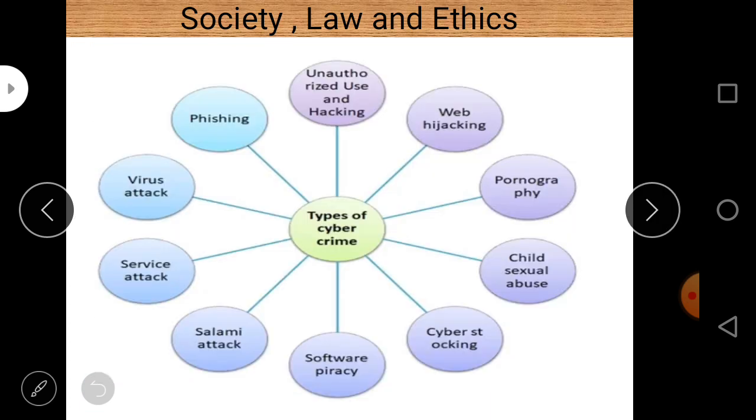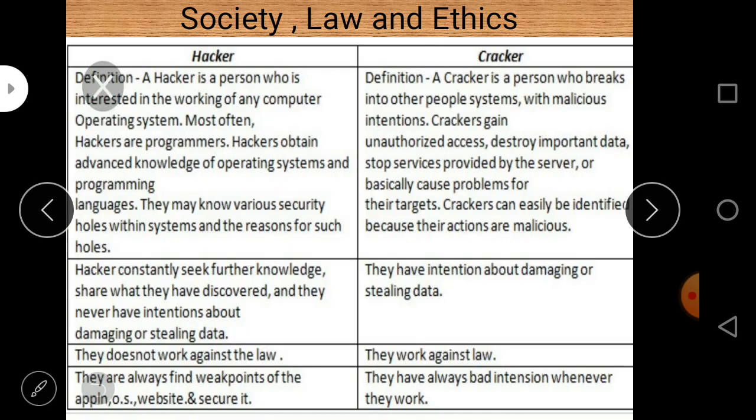These are some types of cybercrime: phishing, cyber stalking, salami attack, pornography, web hijacking, unauthorized access, virus attacks, denial of service attacks, child sexual abuse. These are the types of cybercrimes.